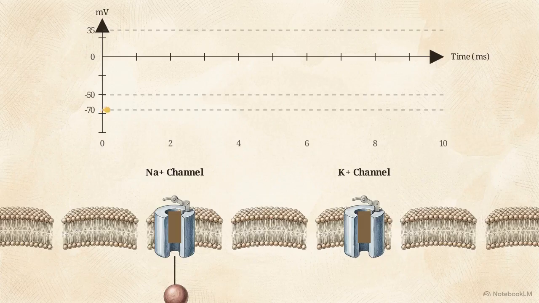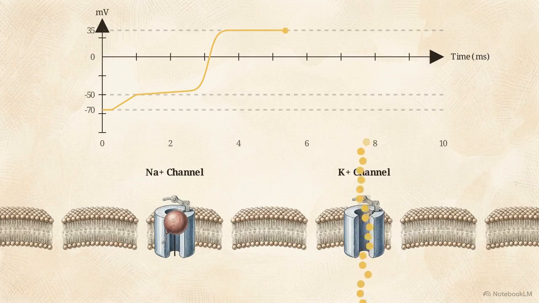This graph charts the exact sequence. Hitting the -50 millivolt threshold mechanically forces voltage-gated sodium channels in the membrane to swing open. Because sodium is highly concentrated outside and the cell interior is negatively charged, the ion is driven by both chemical diffusion and electrical attraction. It floods into the cell. This massive influx of positive charge causes the membrane potential to rapidly depolarize, spiking well past zero to peak at +35 millivolts.